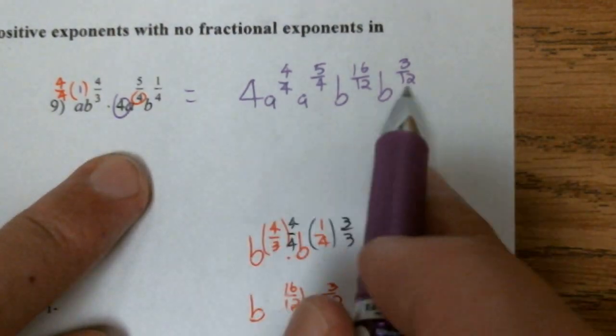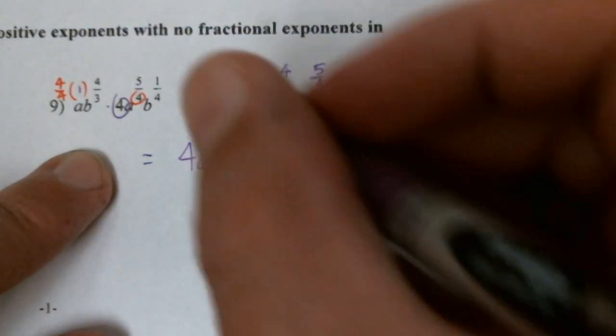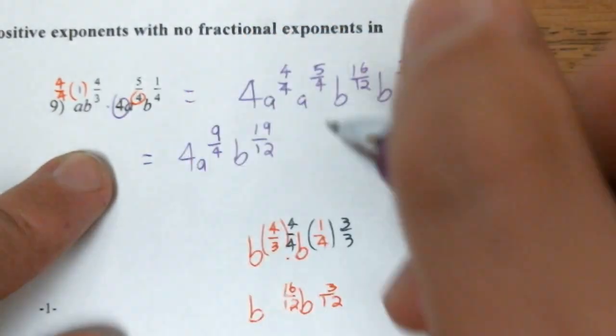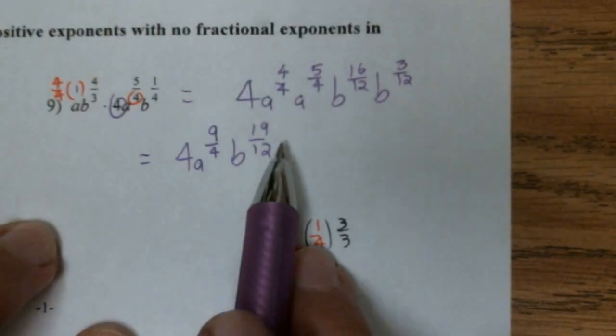All right, so now I'm ready to add my exponents. That's going to be 4. I just add across the top, 4 plus 5. That's going to be 4a to the 9/4, and then add across the top here, b to the 19/12. Okay. Is there anything else I can do? Can I simplify my exponents? No, I can't. So that's my final answer.